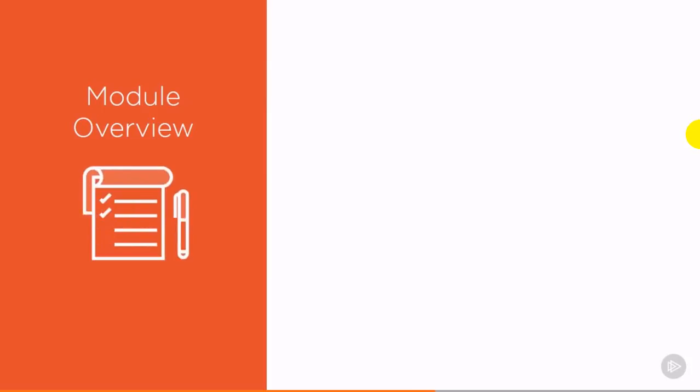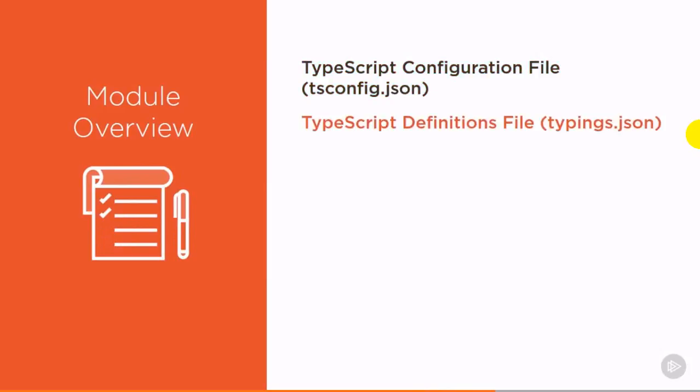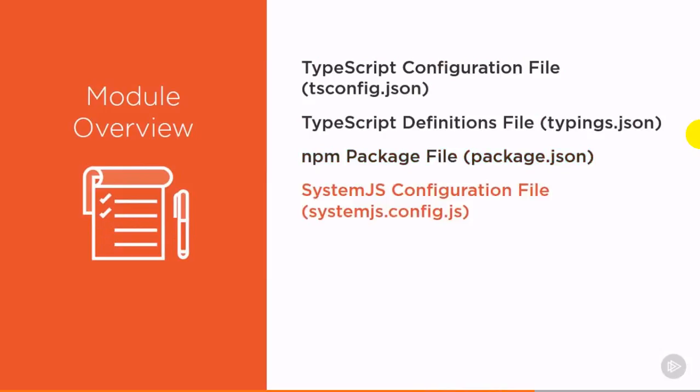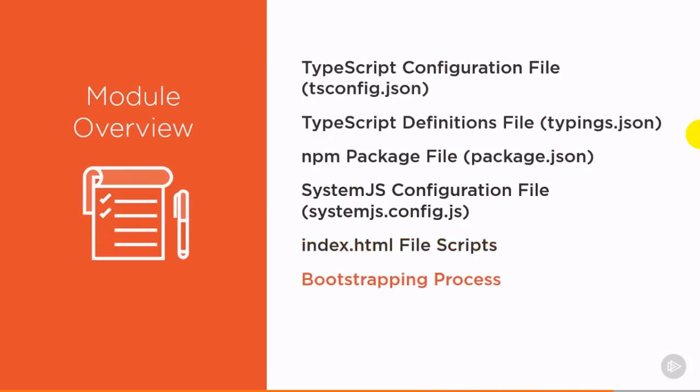In this module, we'll take a closer look at the TypeScript configuration file, the TypeScript definitions file, the npm package file, the system.js configuration file, and the scripts defined in index.html. Then we'll revisit the bootstrapping process and take a brief look at the Angular CLI. Let's get started.